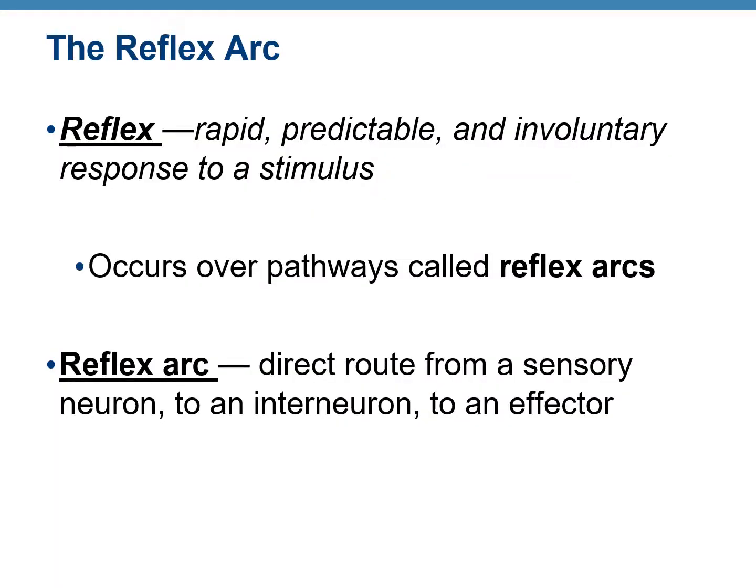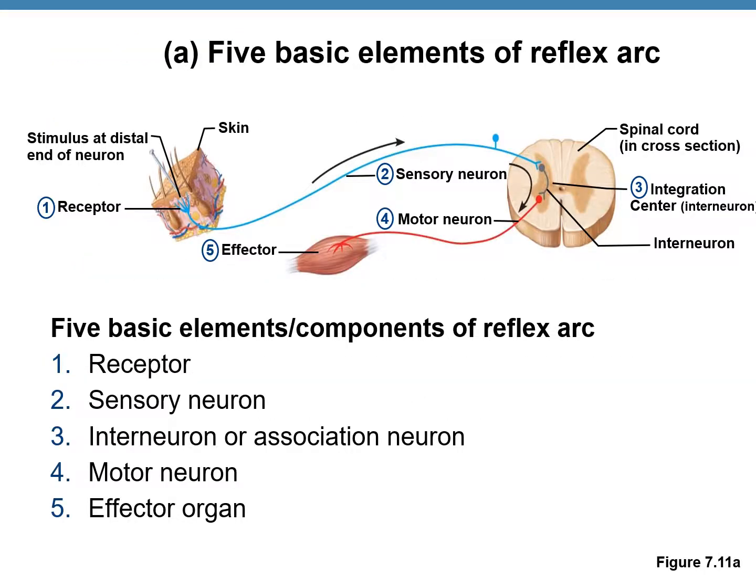Reflex arc. A reflex is a rapid, predictable but involuntary response to a stimulus or trigger. This occurs over specific pathways called reflex arcs. A reflex arc consists of a direct route from a sensory neuron to ultimately an effector neuron via an interneuron. There are 5 basic elements or parts of a reflex arc.